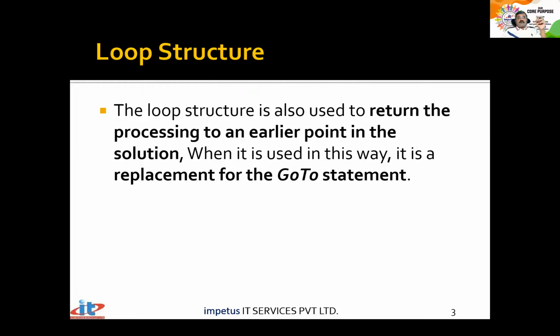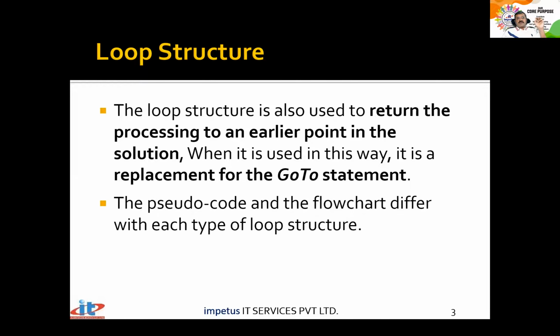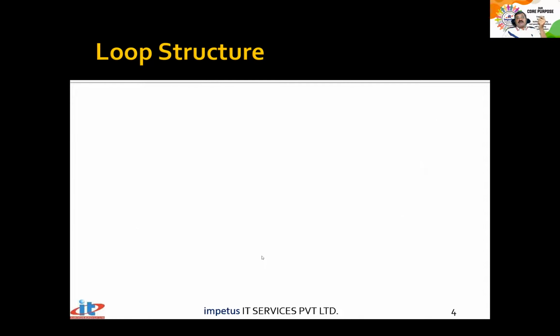It is similar to the go-to statement, which we will try to avoid. A lot of languages do support go-to, but we'll intentionally not look into it. It's a bad programming practice to use go-to unless there are some exceptional cases where we need it. Otherwise, I'll not use go-to, neither in programming nor over here. The pseudocode and flowchart differ for each type of loop structure. That means there are different loop structures, so there is not one iterative construct; there are multiple iterative constructs.